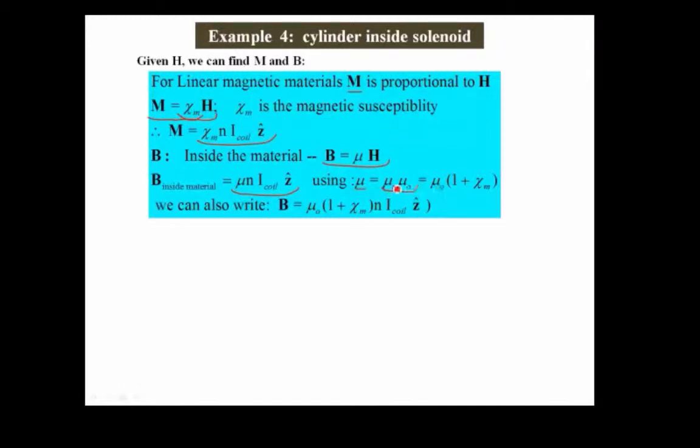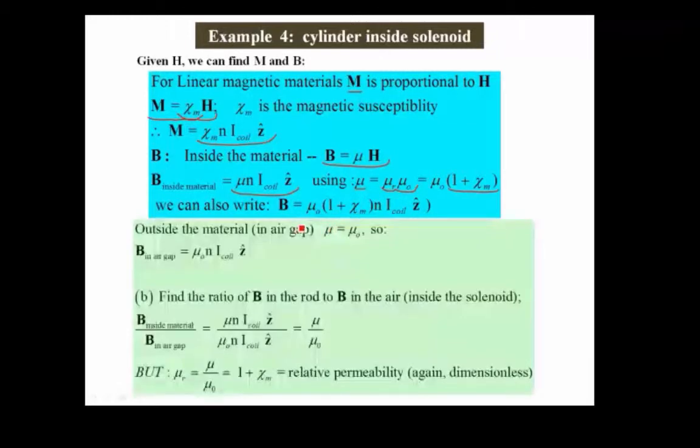Remember, mu sub r is equal to 1 plus chi sub m. We can either leave it as is, this equation here, or we can substitute in for the mu, which is mu 0 times 1 plus chi sub m. So it just depends on what you know before you do the problem. Do you know chi sub m or do you know mu sub r?